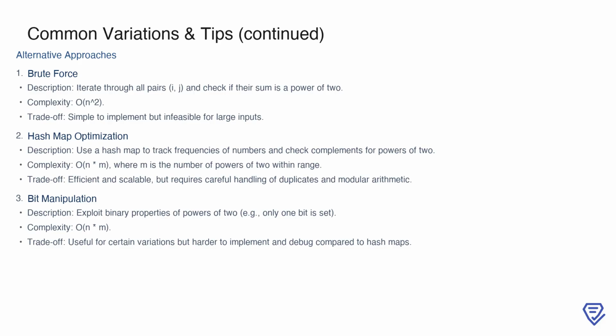Another alternative is to use bit manipulation to exploit the binary properties of powers of 2, such as the fact that only one bit is set in their binary representation. While this method can also achieve n*m complexity, it may be harder to implement and debug compared to the hash map strategy. Ultimately, the choice of approach depends on the constraints and the specific requirements of the problem.